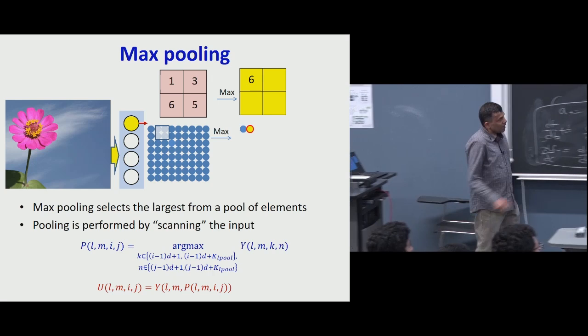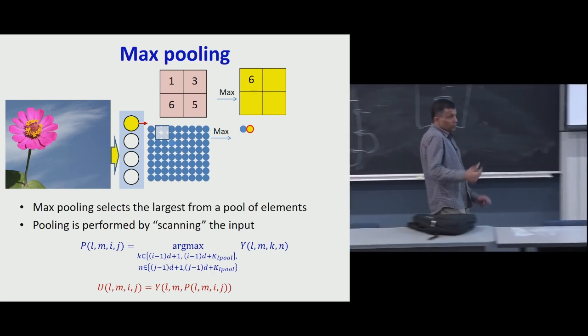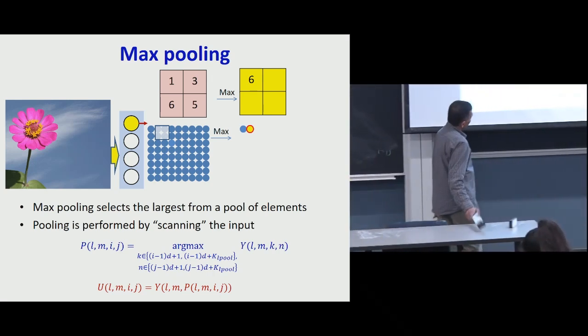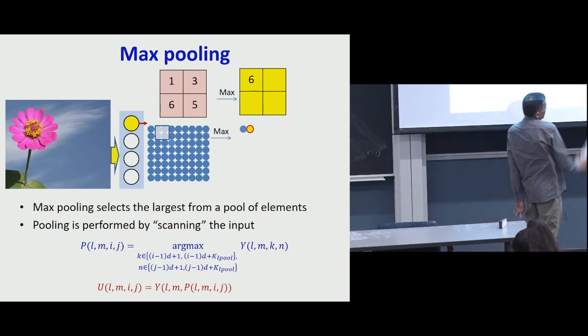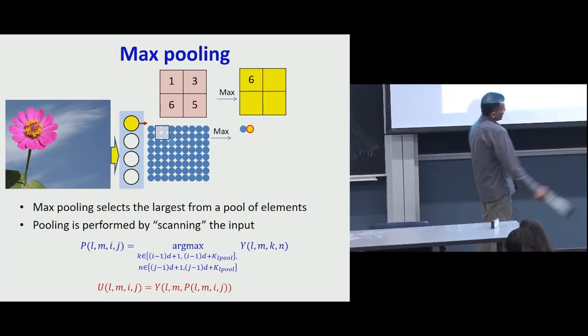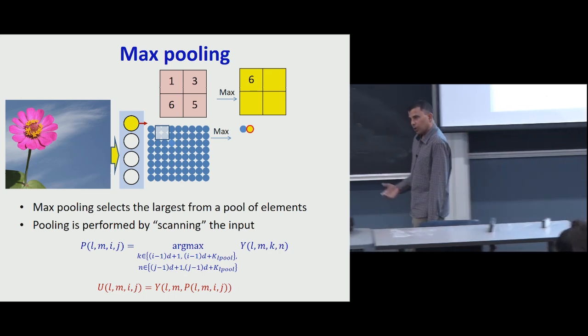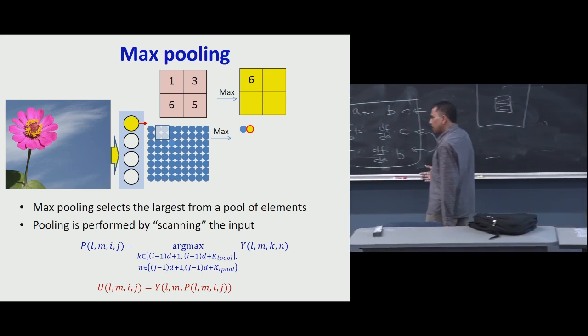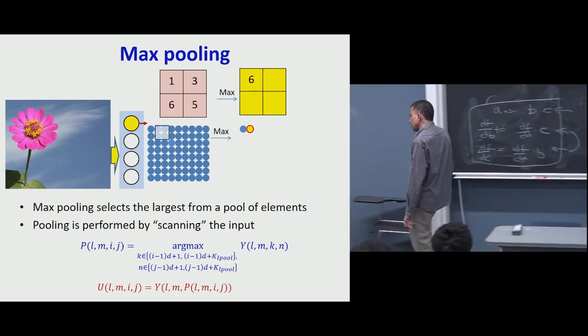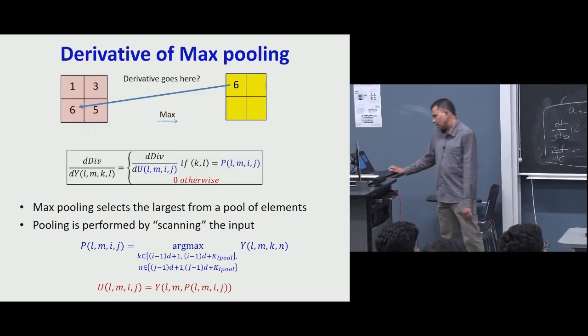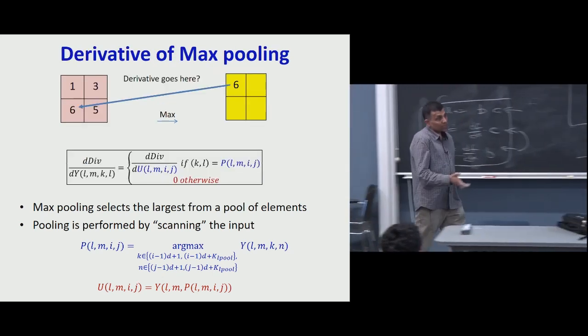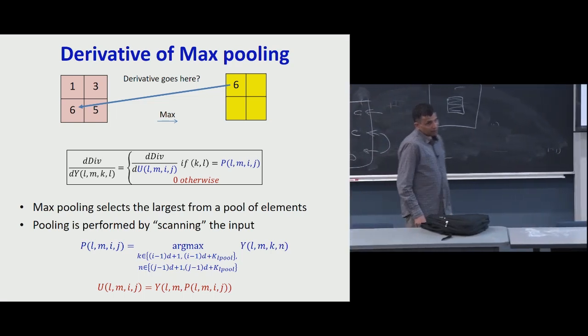I can say each max operation consists of two operations. First, I find the location of the max. Second, I read the y value at that location, right? This is the max operation. Now, computing the derivative ends up becoming a bit of a pain. Why so? Because max is not a differentiable operation by itself, right?